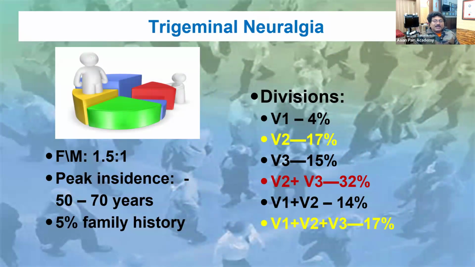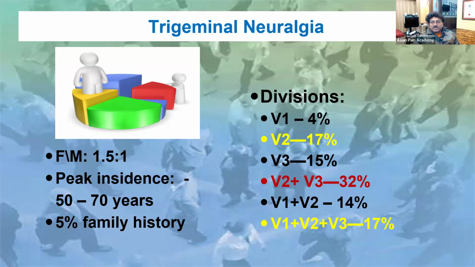Now, if you look at the male-female ratio in trigeminal neuralgia, it's more common in females, and usually 3 female to 2 male patients are affected. That means the ratio is 1.5:1, or you can call it a 3:2 ratio. Peak incidence occurs in the 50s to 60s, and 5% of patients have a family history.